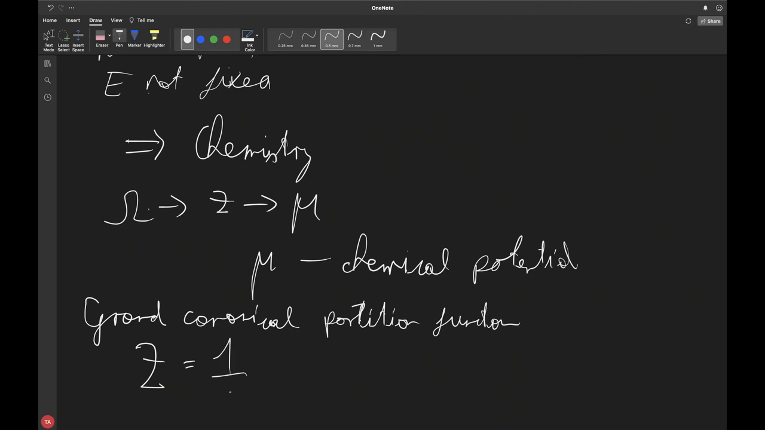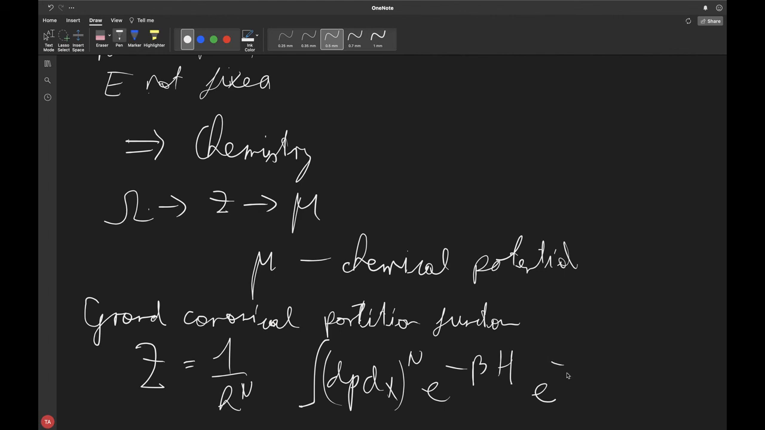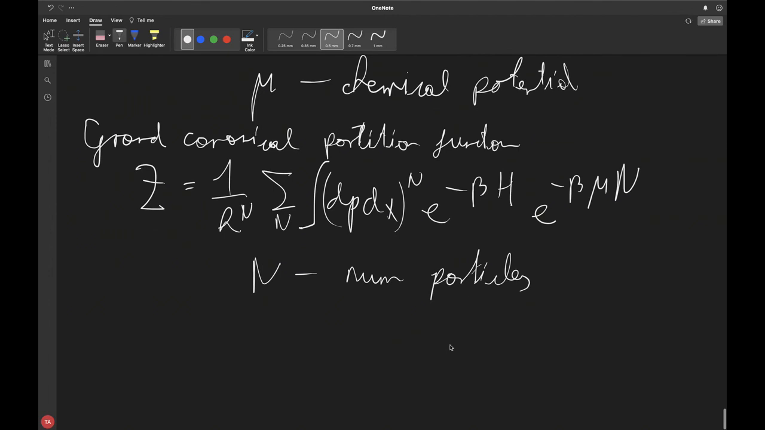It is calculated with the same start, h to the power of N. We have the integral for dp dx to the Nth number. We had the exponential of minus beta H, and now comes the new part, which is again going to be in the exponential form of minus beta, and now we have the mu chemical potential N, and we need to make a sum for these N and the number of particles. What we followed earlier, we will do the same thing again. We will apply the Schrödinger equation.